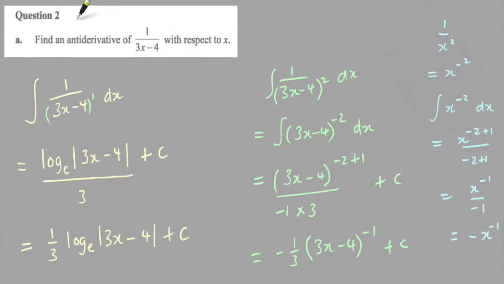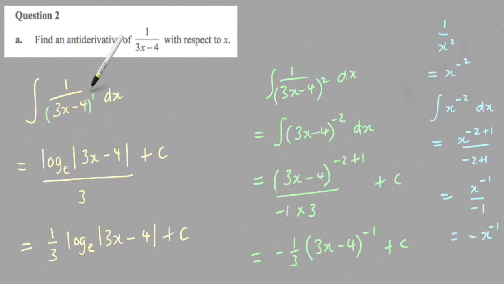Question 2a. Find an antiderivative of 1 on 3x minus 4 with respect to x. And I've set up the antiderivative here, and this 3x minus 4 on the bottom is really 3x minus 4 in brackets to the power 1. When that power is a 1, the antiderivative of 1 on that linear function always becomes a log function.